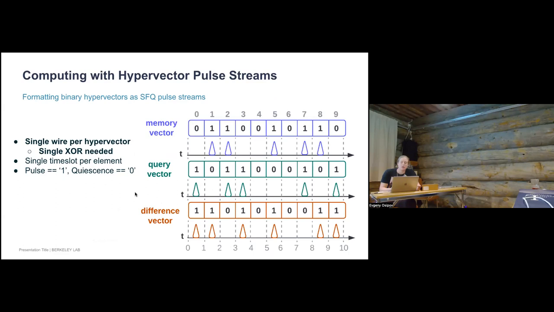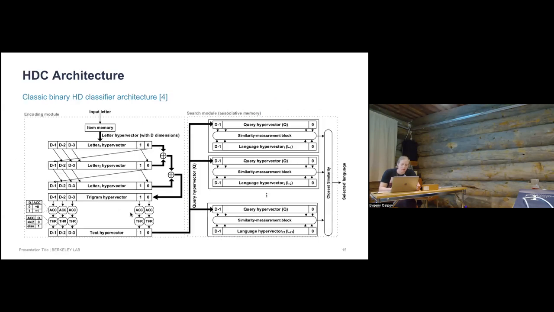And then how we do computations with these pulse streams. So the obvious example here is the calculation of the difference vector from our memory vector and query vector. This is just XOR. And again, as they're pulse streams on a single wire, you can just use a single XOR gate to do this. So here, yeah, that just shows the computation.